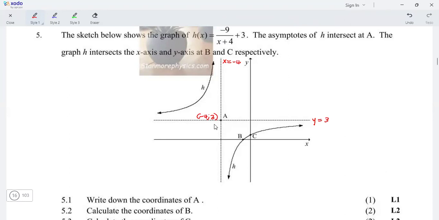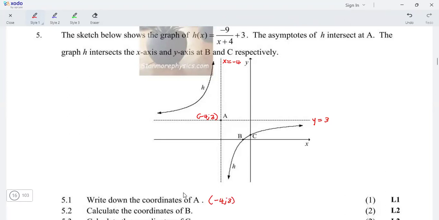The graph of h intersects the x-axis, which means B here will be the x-intercept, and C will be the y-intercept. So now, write down the coordinates of A. I already said that the coordinates of A would be (-4; 3). Next, calculate the coordinates of B.